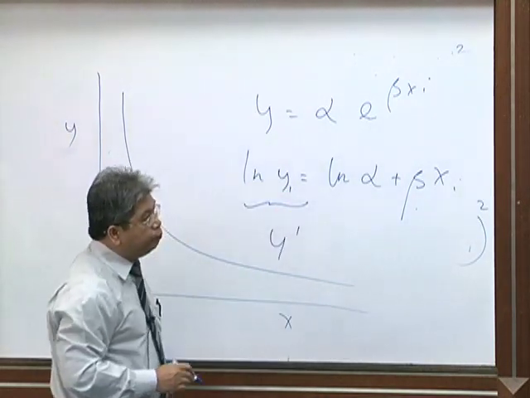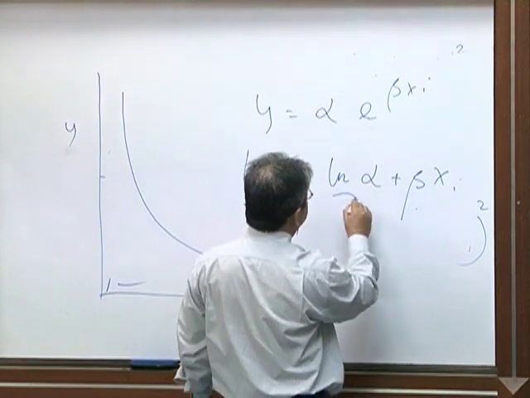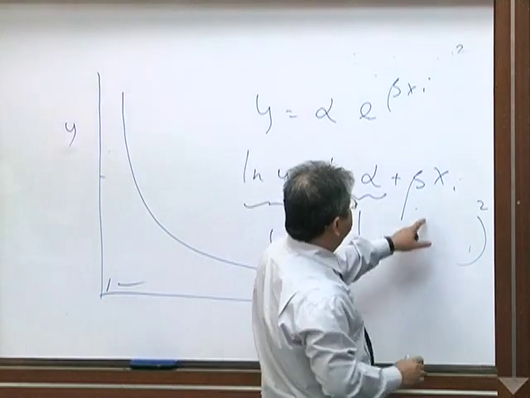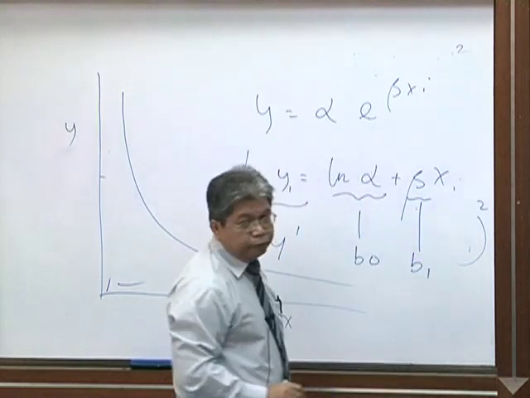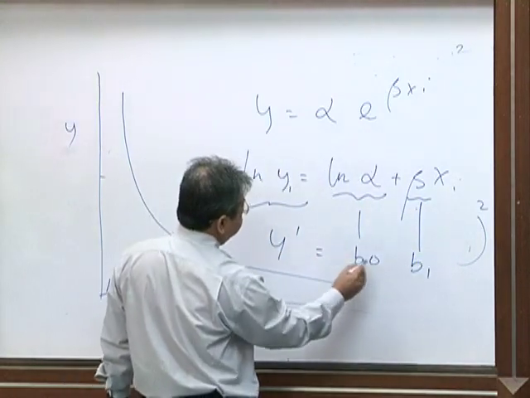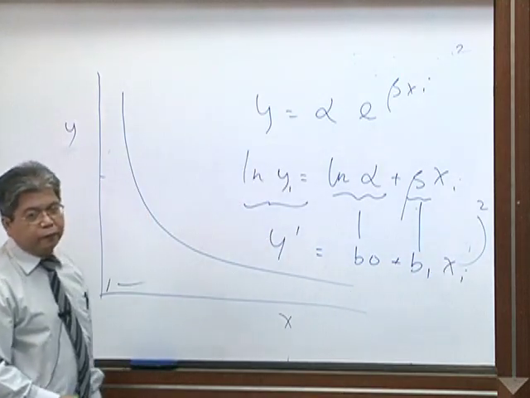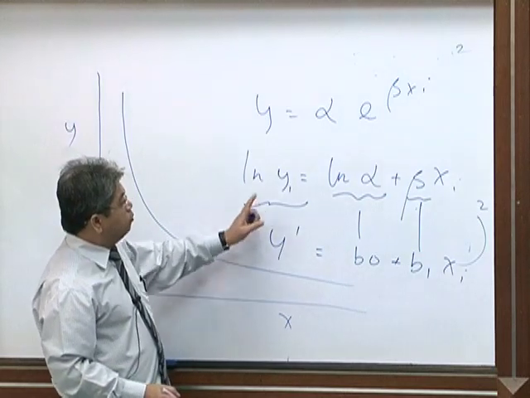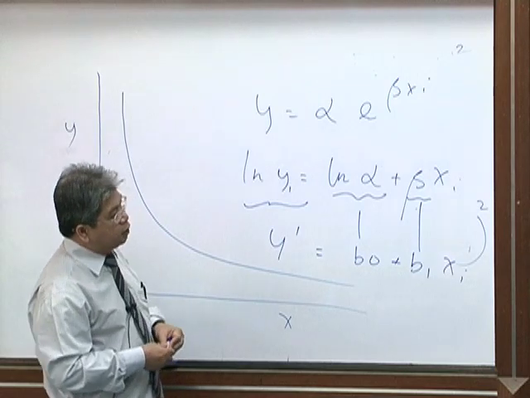So this is a linear form of this exponential function, and we can call this y prime. And this one will become b0, and this is b1, right? So this is now a straight line relationship from the exponential function.